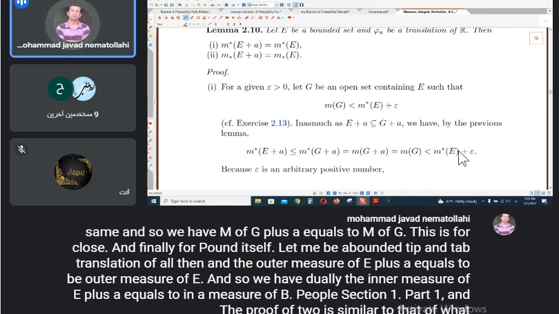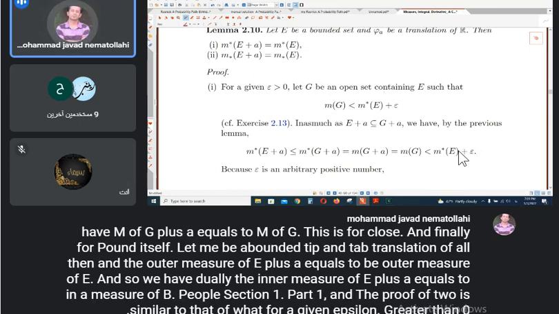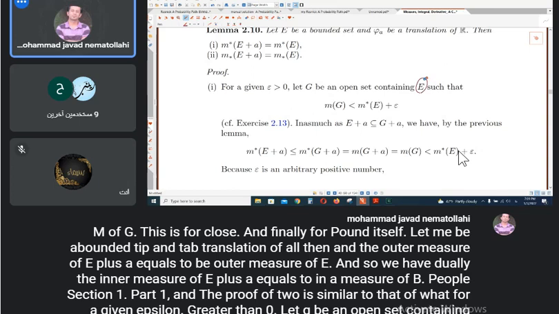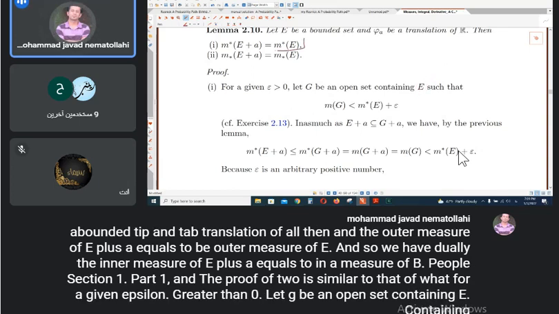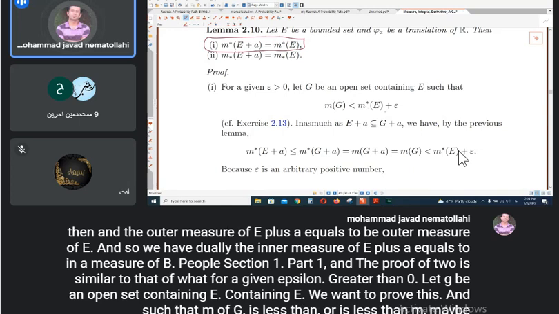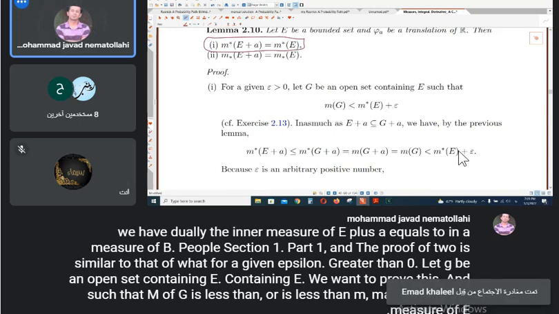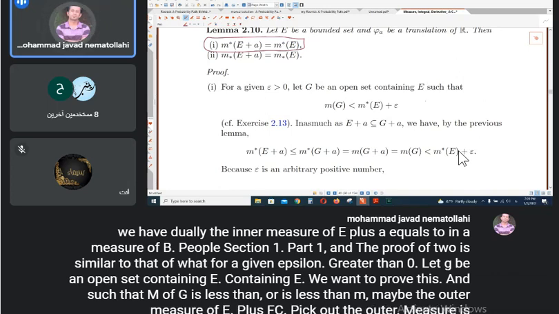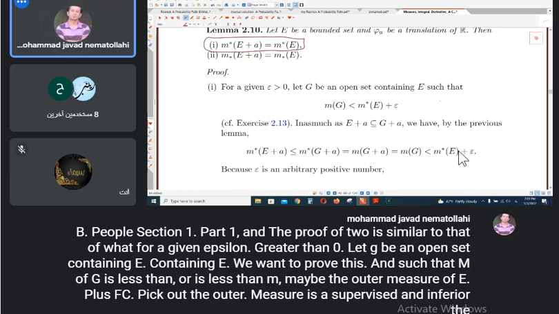For a given epsilon greater than 0, let G be an open set containing E such that m(G) is less than the outer measure of E plus epsilon, because the outer measure is an infimum.